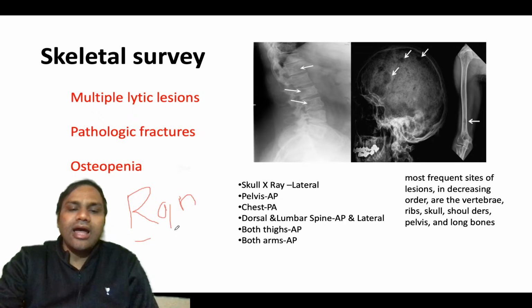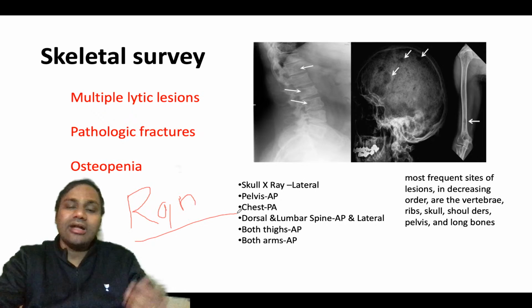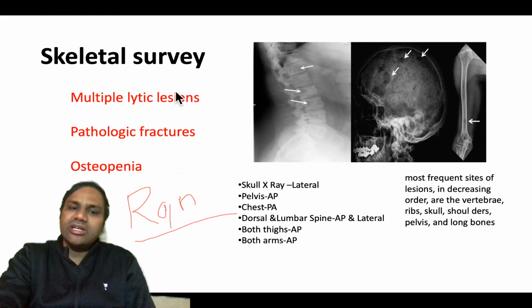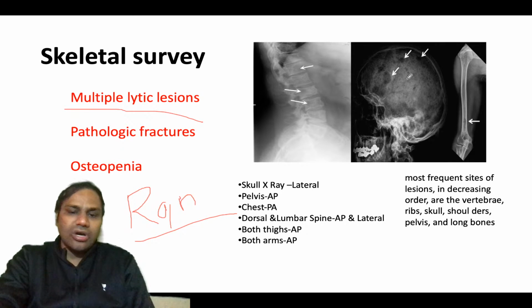Sorry, I cannot write because I don't have this writing today. So basically you get multiple lytic lesions, like raindrop lesions in the skull. Then you get pathological fractures, and there will be osteopenia.